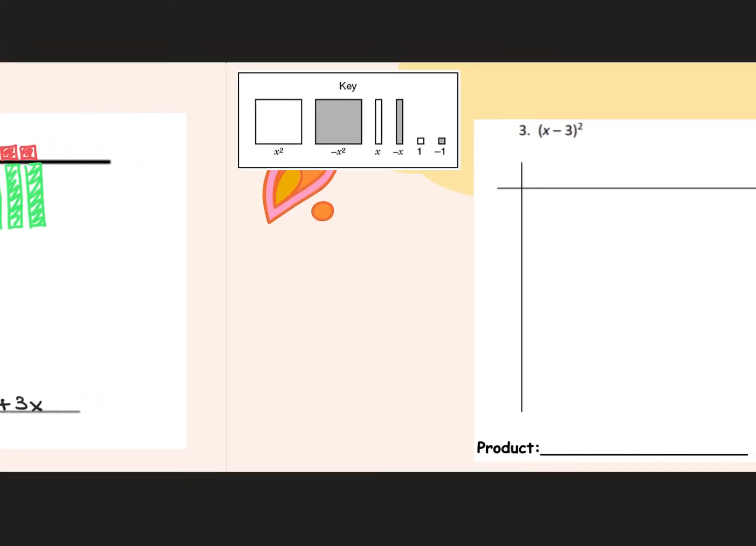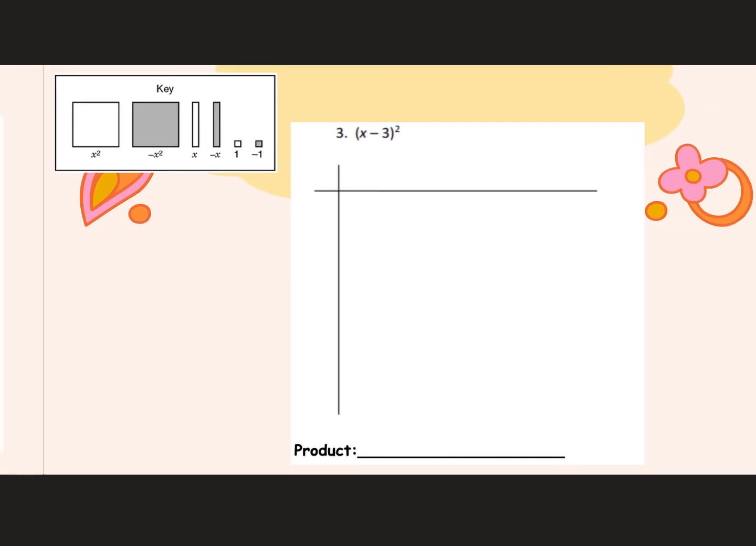All right, let's look at the next example. So here, this one again is a special case. While I'm talking about that, I'm going to go ahead and fix my key. All right, so remember, anytime we raise anything to a power, that's how many times we're multiplying it by itself. So here we have x minus 3 squared.